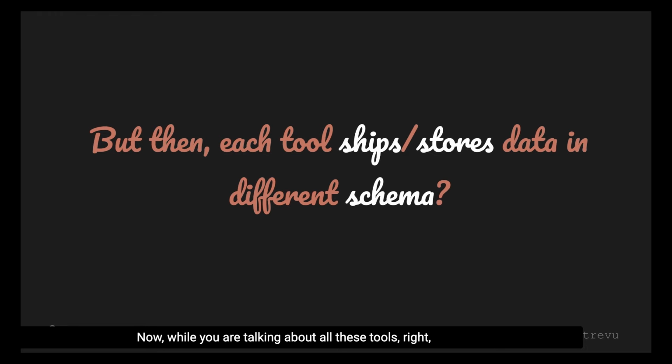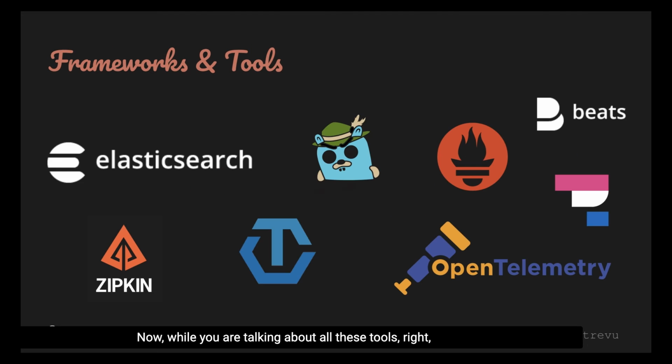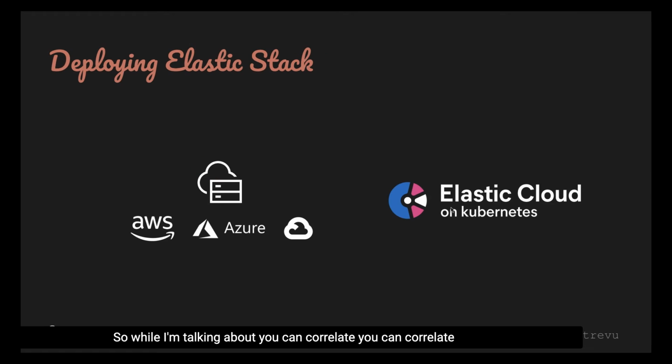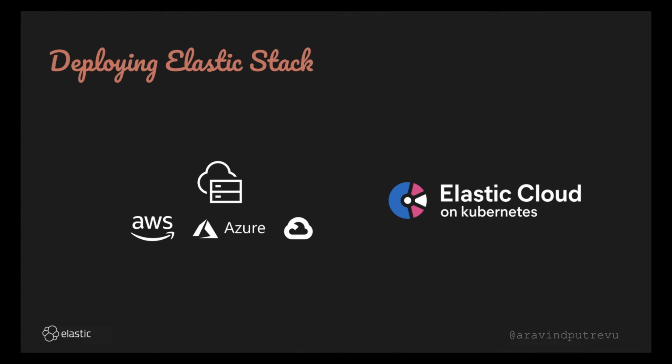Now, while we are talking about all these tools, each tool still ships the data in a different format. Obviously, each tool has its own functionality. Say OpenTracing has a separate data format, maybe JSON, but with different attributes. So while I'm talking about how you can correlate that, you can analyze that, you can further bring it down to Elasticsearch.